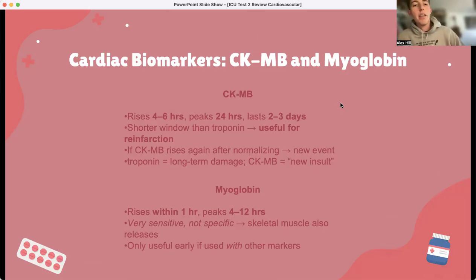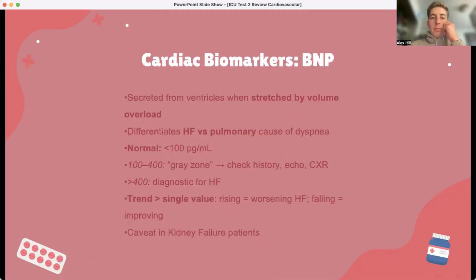Okay, and then we have the myoglobin. It's the fastest, but it's also the least specific to the heart because all of your muscles have myoglobin, so it could be damage to anything. So you'll want to use other manifestations to make sure that an increase in myoglobin really is referring to the heart, not something else.